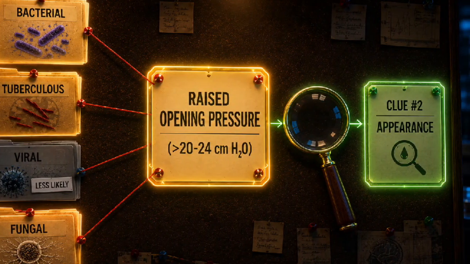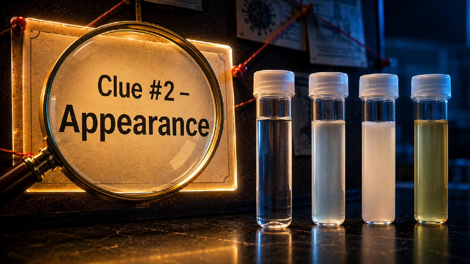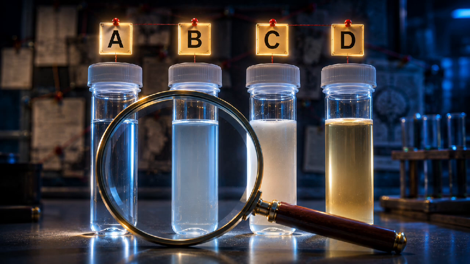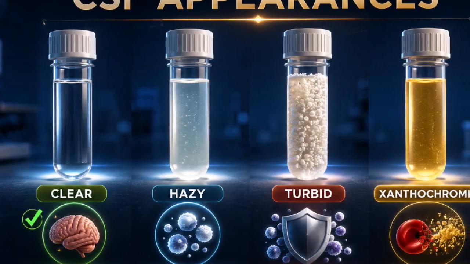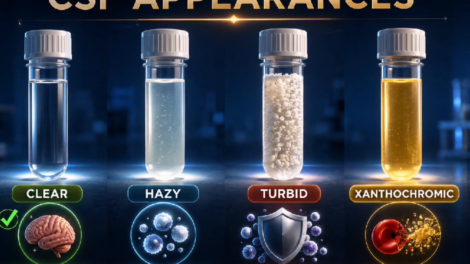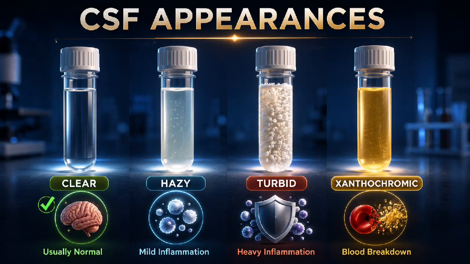Appearance. Our second clue is the appearance of the CSF. Simply look at the fluid. Sometimes the diagnosis is right in front of your eyes. So, what do you see? A hazy appearance suggests mild inflammation as cells and protein begin to rise. Turbid or cloudy CSF indicates a heavy inflammatory response, making bacterial meningitis more likely. A yellow, xanthochromic appearance usually points toward blood breakdown, such as subarachnoid hemorrhage, rather than meningitis.